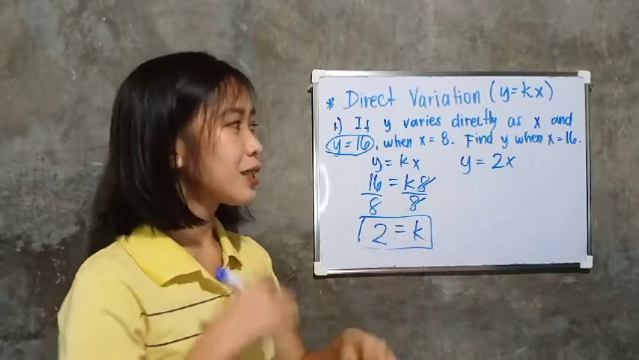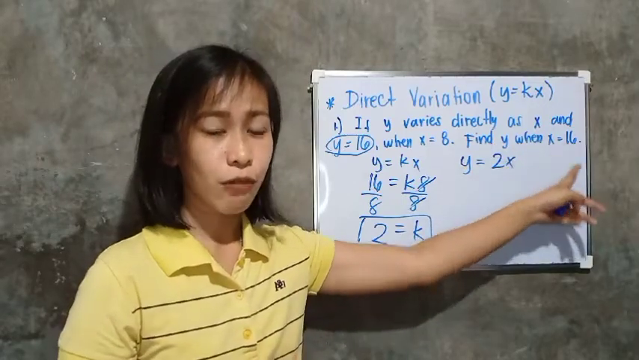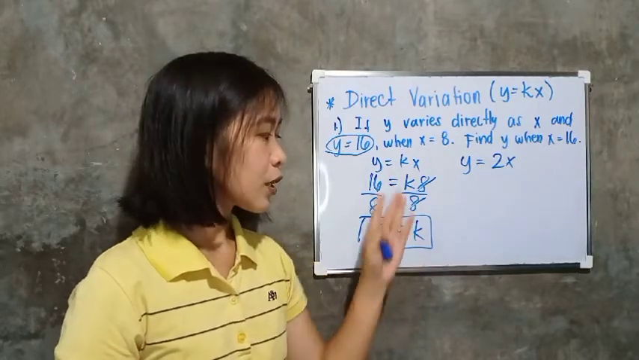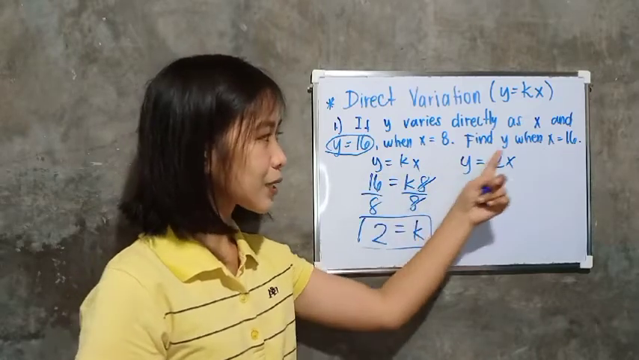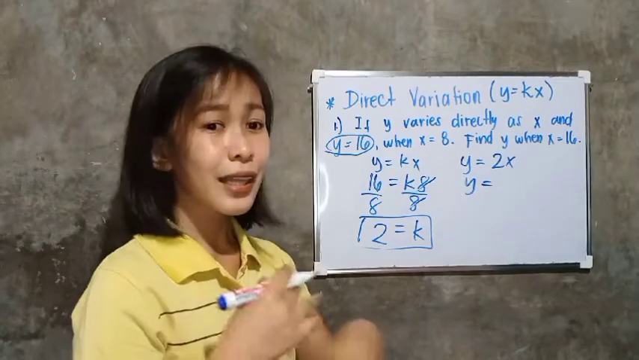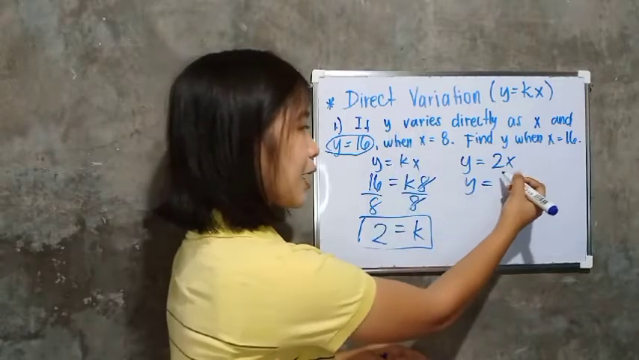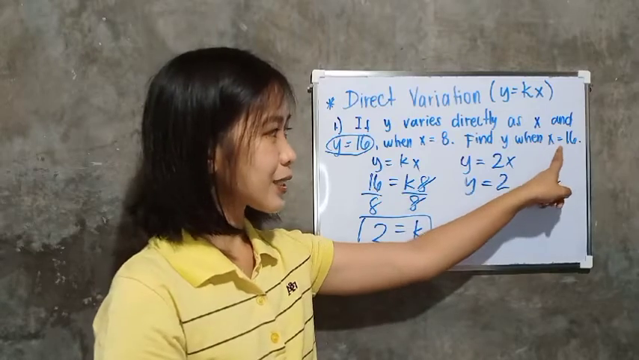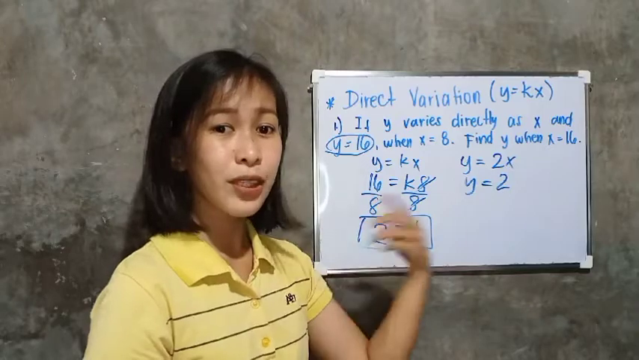Alright? Ngayon, dito naman tayo magfo-focus kay find y when x is equal to 16. Alright? So, gamit yung equation na nakuha natin from the first step, yun na yung gagamitin natin ngayon. So, syempre, dahil nga hahanapin natin si y, ibaba mo lang si y. Okay? And then, since 2 ang ating constant, ibaba lang natin. Constant of variation, rather. And then, ano ba daw si x?